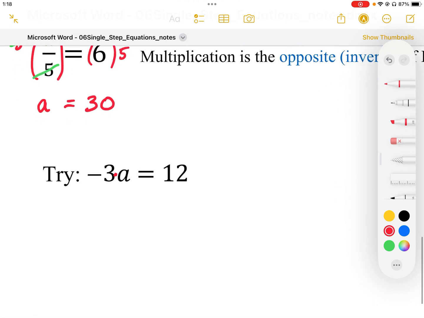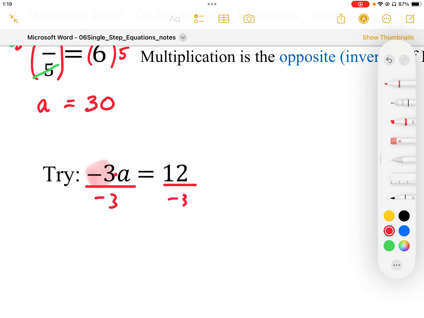When I do this one, be very careful because that's not a minus 3. That's a times by negative 3. This goes together. That's a negative 3, and it's a multiplication. It's not a minus. We can't get rid of that with a plus. So I'm going to do an opposite. I'm going to divide by negative 3, and I'm going to make sure I do both sides.